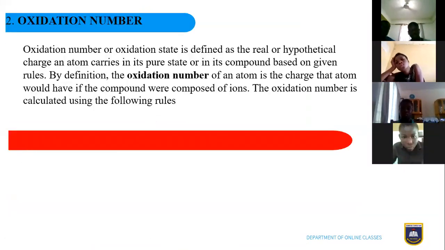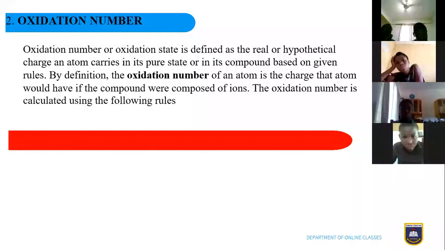Now, the last thing I want us to look at is oxidation number. We'll look at oxidation number and how to calculate oxidation number, and that's where the lesson for today will end. Oxidation number is also known as oxidation state. Oxidation number is the same as oxidation state.